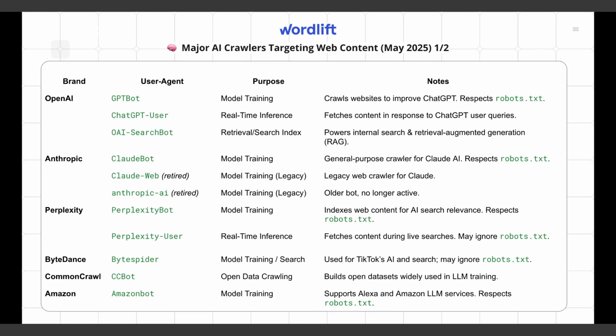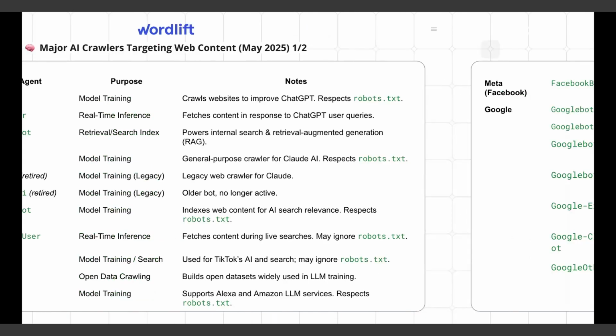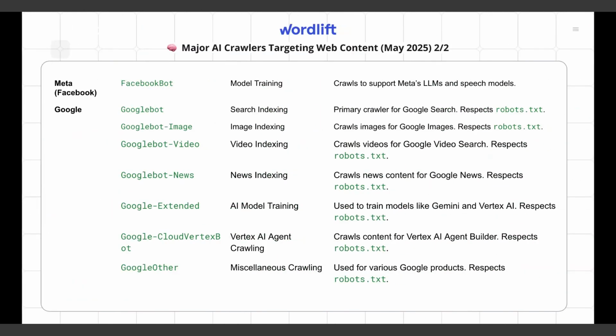Amazonbot is extremely valuable for everything that has to do with Alexa, the new Alexa, and all Amazon LLM services. And here, of course, Meta. You've seen, of course, Meta contributing its open source models. Llama 4 was released just a few days ago.